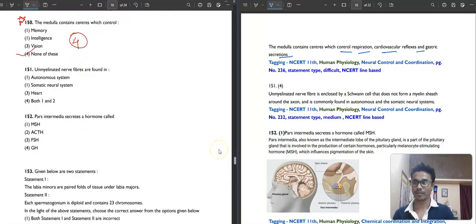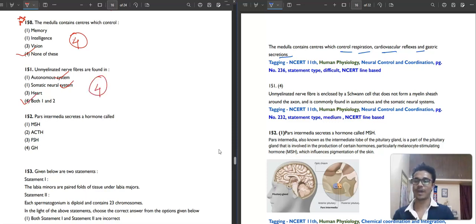It is saying that unmyelinated nerve fibers are found in autonomic nervous system, somatic neural system, heart, or both first and second. So unmyelinated nerve fibers are enclosed by Schwann cells that do not form a myelin sheath around the axon, and are commonly found in the autonomic nervous system as well as the somatic neural system. So first and second. So fourth option will be your correct answer.